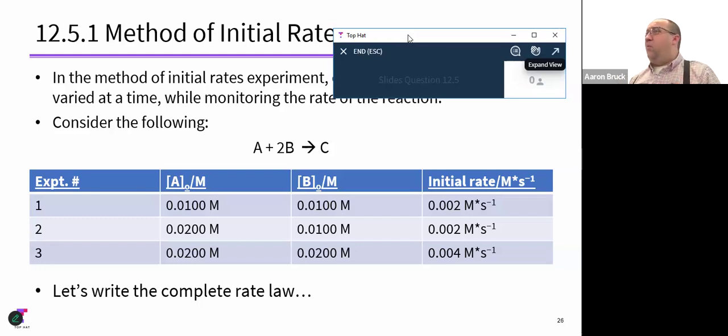And I'm going to show you a couple of different ways to do the work. And then we'll do a bunch of example problems to close it out, which will help you with your homework.